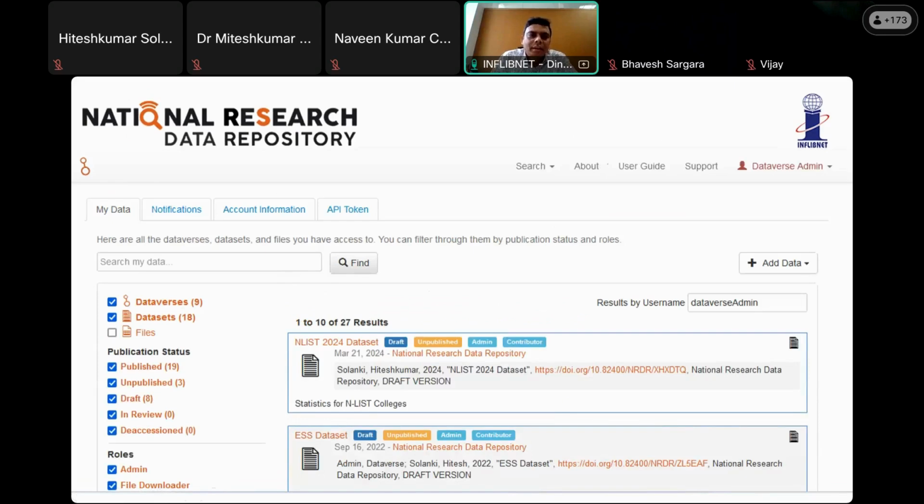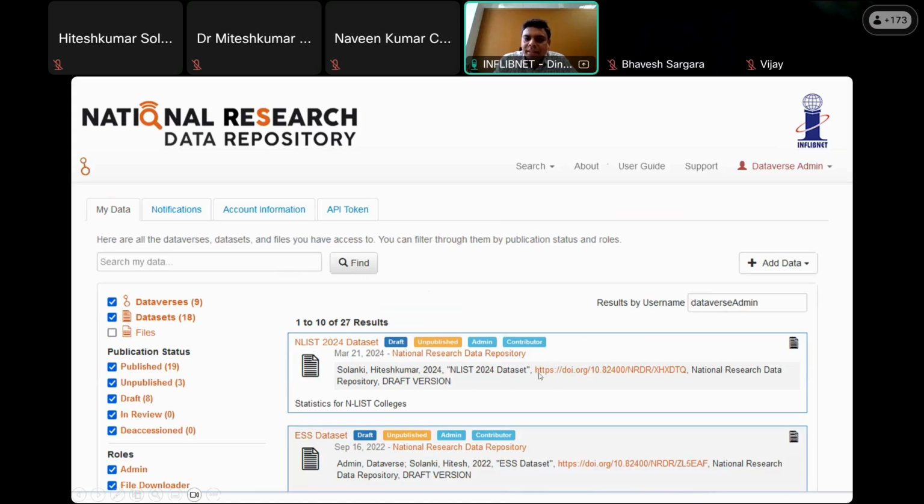Now, coming to the search interface, once you click on the datasets that are available, you'll get the information about what are the different datasets available on the specific repository. And here you can also see the current status of that dataset, whether it is published or a draft. So those kinds of information are available.